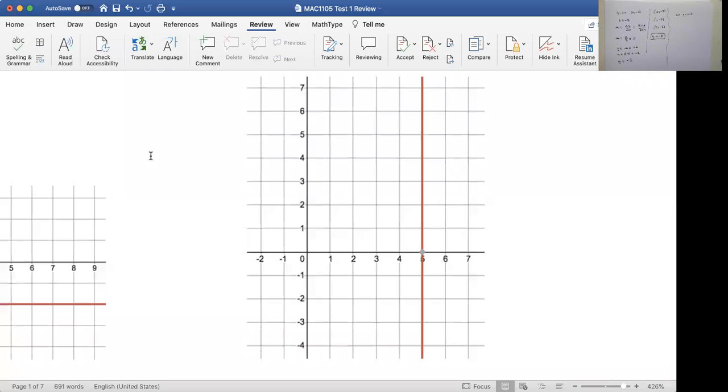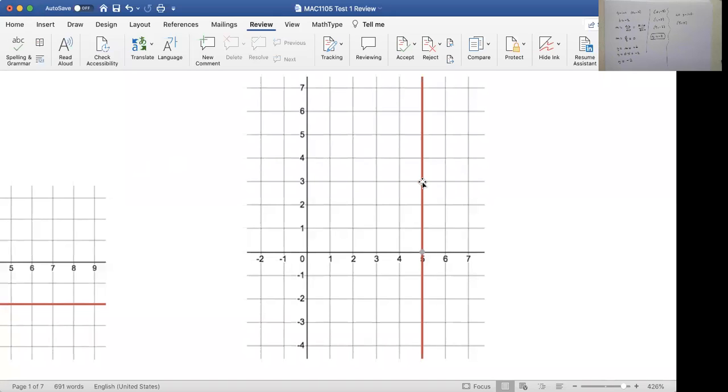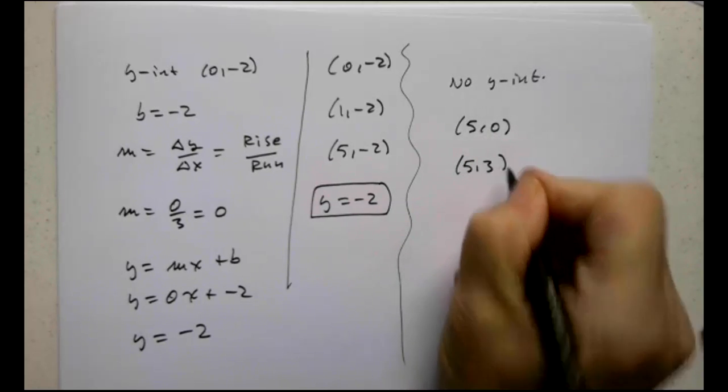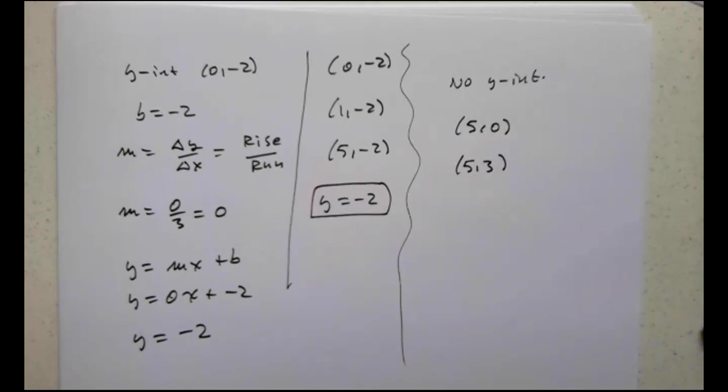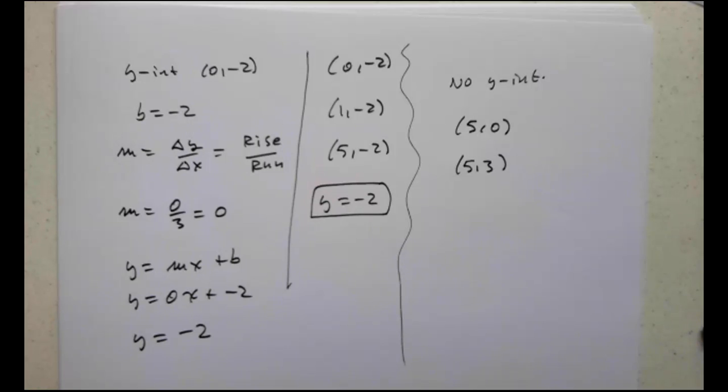What about the equation? Well, let's look at some points. This point here, the x-intercept, x is 5, y is 0. So we have the point (5, 0). What else do we have? This point here, x would be 5 and y would be 3. And let's do one more. This point here, x would be 5 and y would be -2.